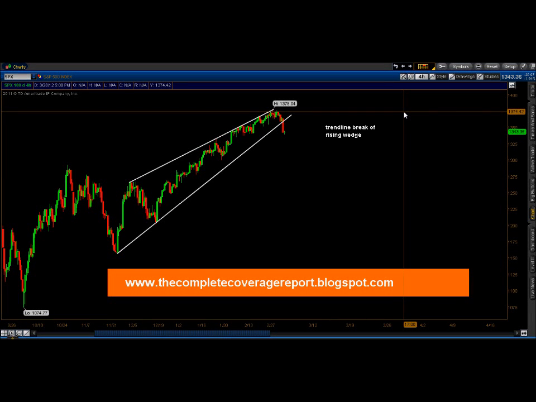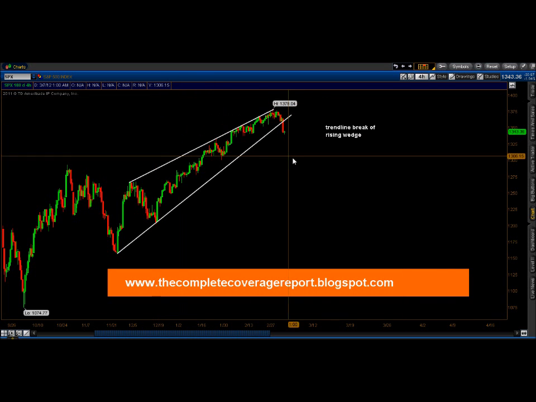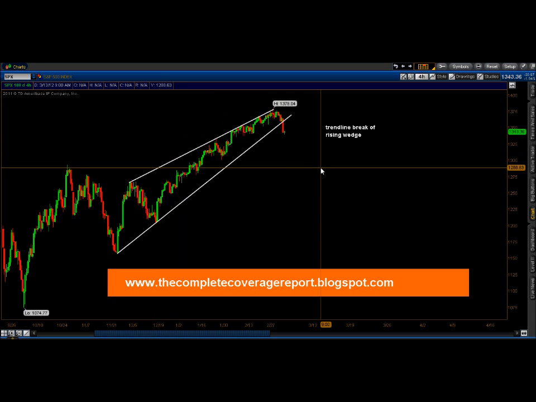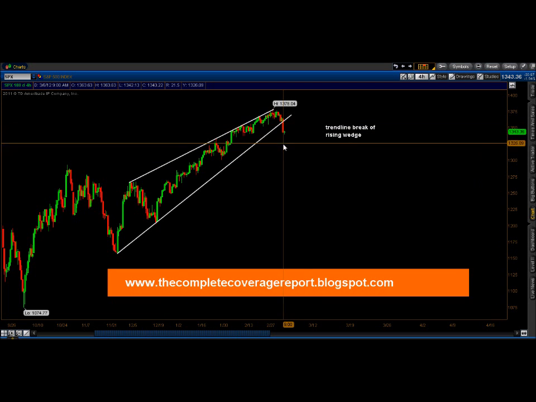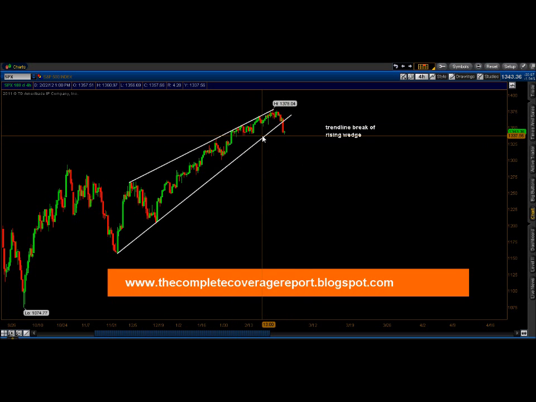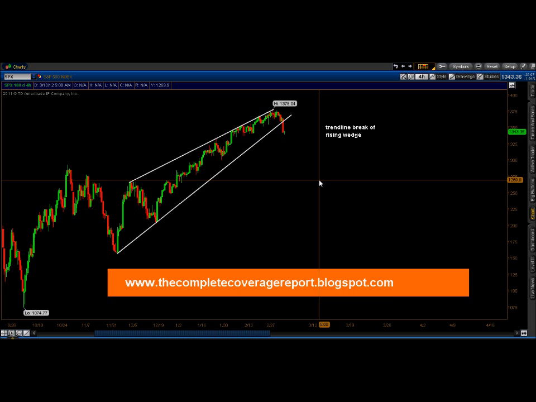Okay, so here we have the S&P. This is just the price action, and again, back to this rising wedge that we had. Today's session managed to break below the accelerated lower trend line of the rising wedge. We do now have a full-fledged reversal on the S&P as well as all of the markets.